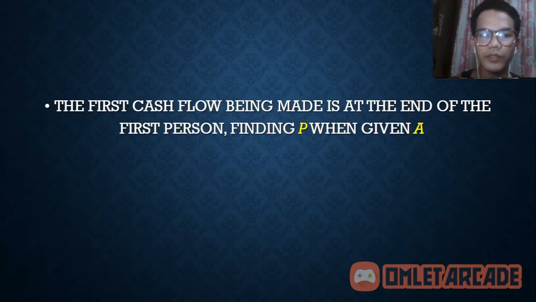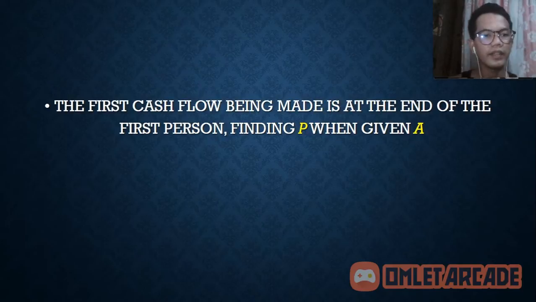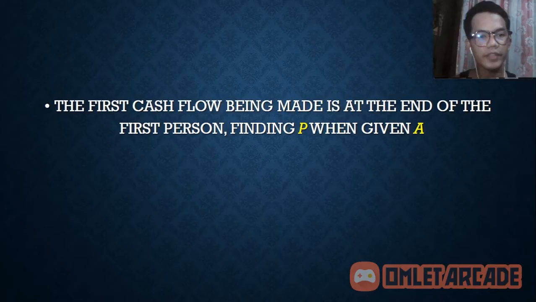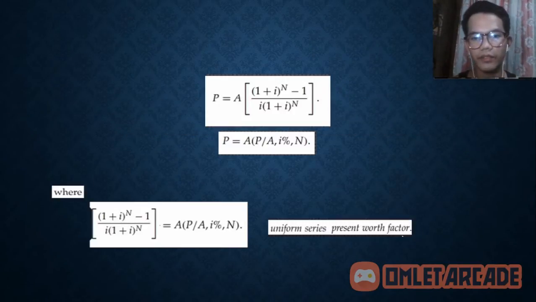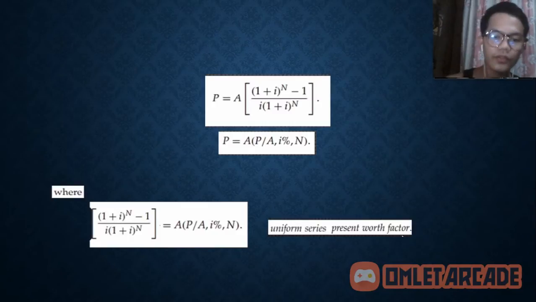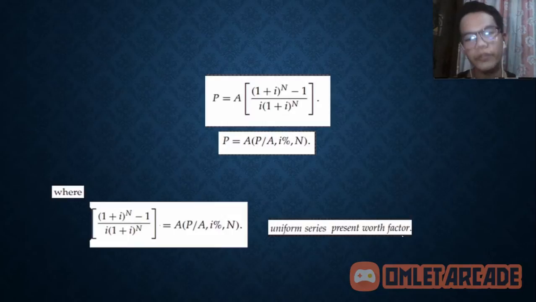We have our second formula, which is defined as the first cash flow being made at the end of the first period, finding P when given A. This is the formula. We equate it, and we have our uniform series present worth factor. That is our second formula.